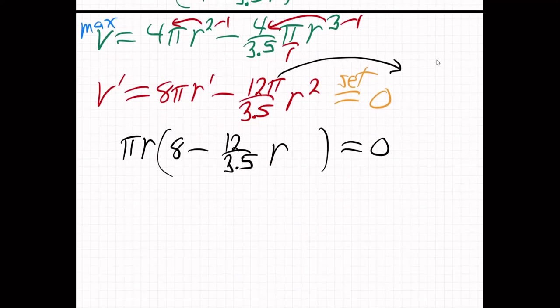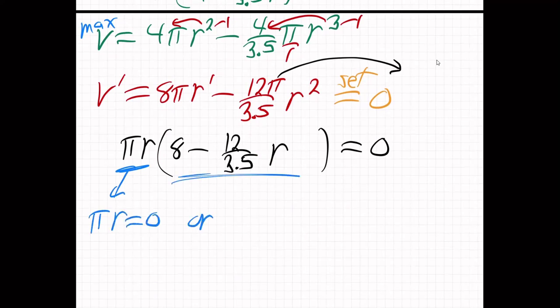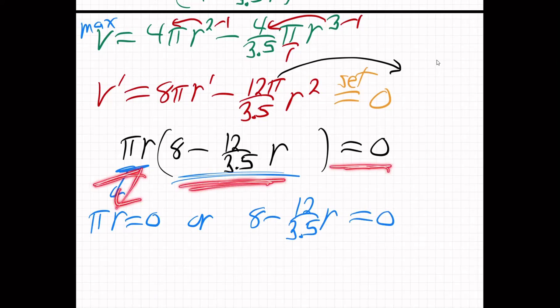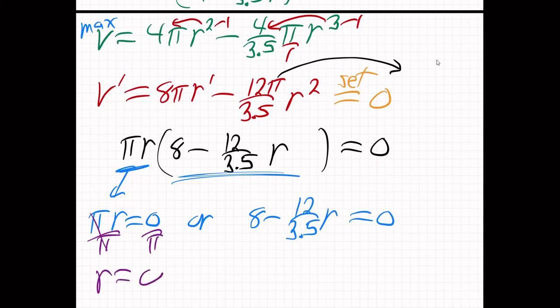So what? Well, that means you can set each part to 0. Pi r can be 0, or this part, which is 8 minus 12 over 3.5 r, can be 0, right? That's logical, because if two things are multiplying to equal 0, the first can be 0 or the second can be 0. So let's solve this one. Divided by pi. Boom. So r could be 0 over pi, which is 0. So you can have a radius of 0. Well, if you have a radius of 0, you got nothing.